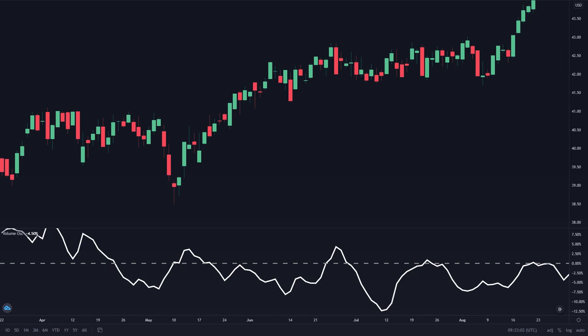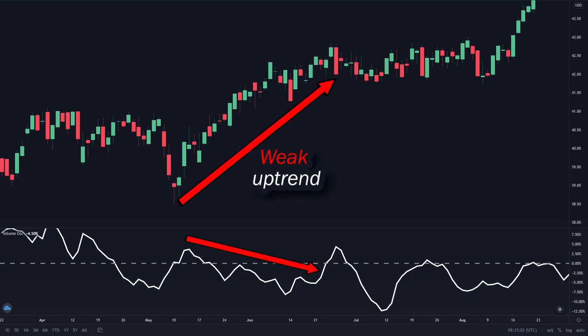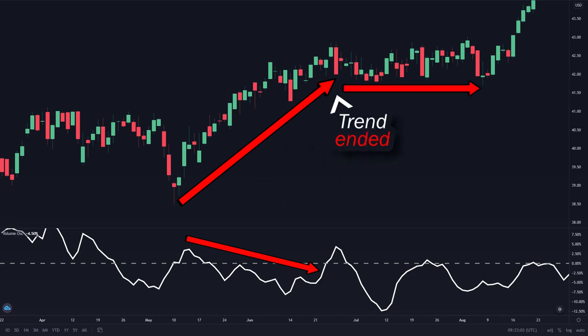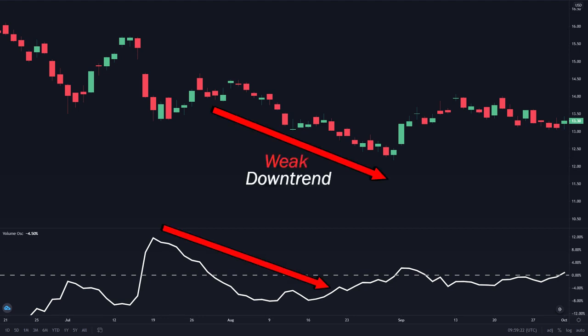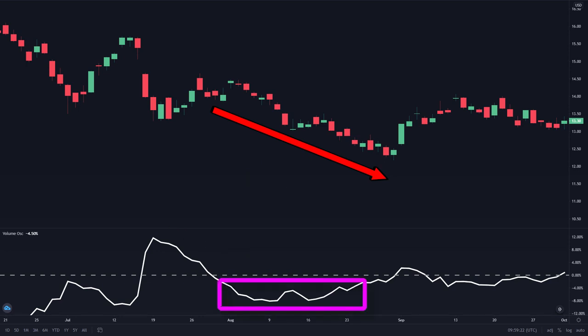For example, if the price is on an uptrend, yet the volume is constantly decreasing, it means that it's a weak uptrend, and you should be careful if you're taking a buy position, because this could indicate that the trend may come to an end. It's also the same for downtrends. If the price is on a downtrend and the volume is decreasing, meaning that the momentum to the downside is weak, you need to be careful if you're taking a short position, because low volume could mean that the trend is coming to an end.